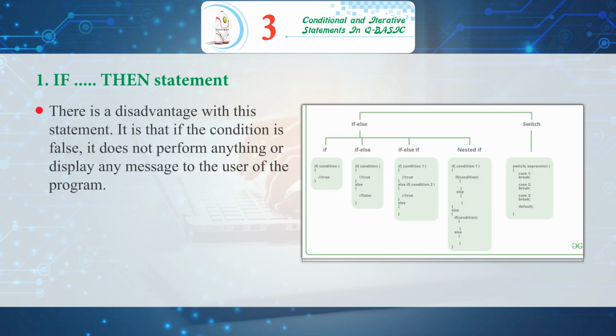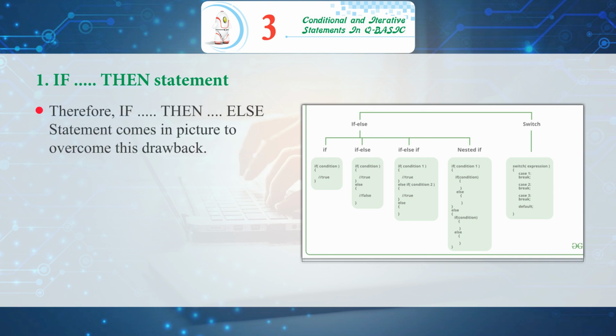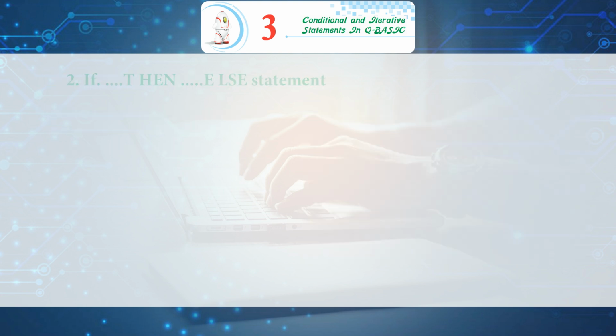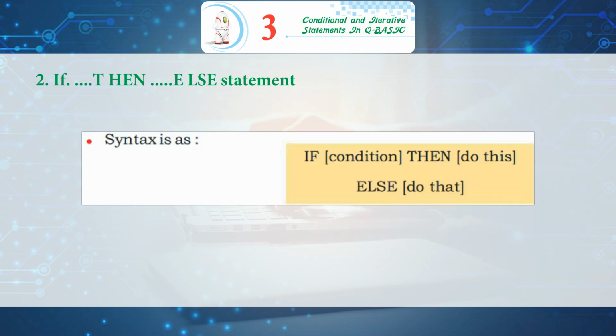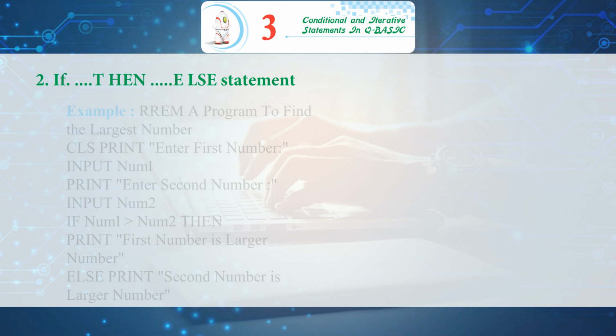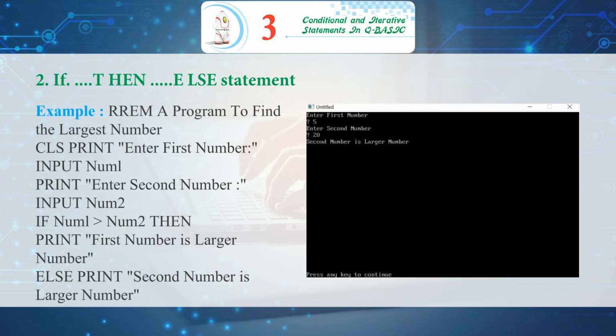There is a disadvantage with this statement. It is that if the condition is false, it does not perform anything or display any message to the user of the program. Therefore, the IF-THEN-ELSE statement comes into the picture to overcome this drawback. 2. IF-THEN-ELSE statement. In this statement, the THEN instructions will execute only when the result of the condition comes true, and if the result is false, then the ELSE instructions will get executed. Syntax is as: IF condition THEN do this ELSE do that. Example: REM a program to find the largest number, CLS.